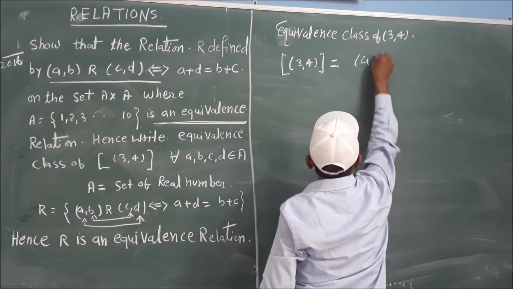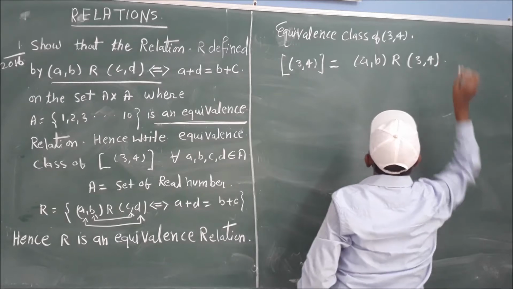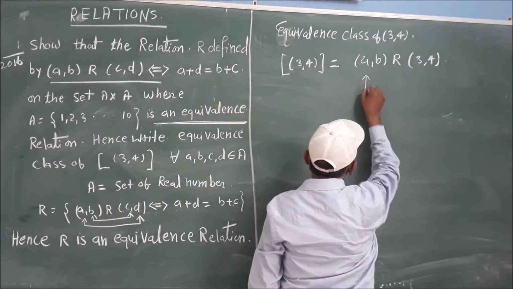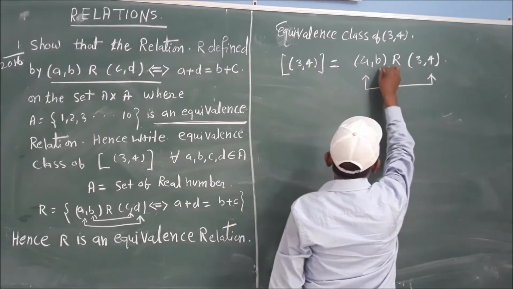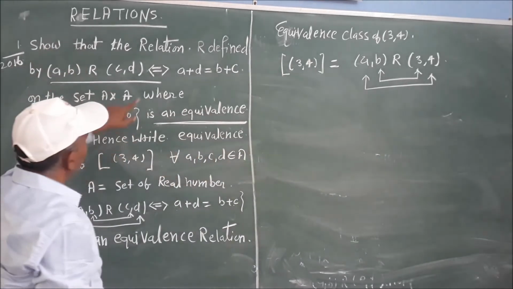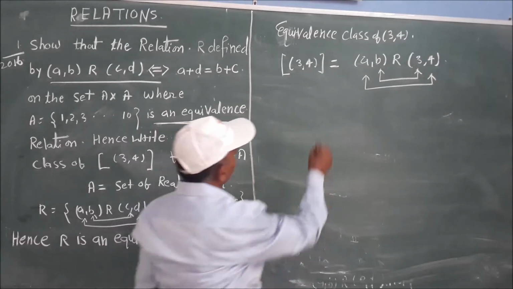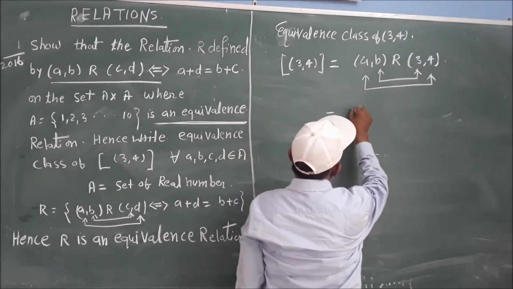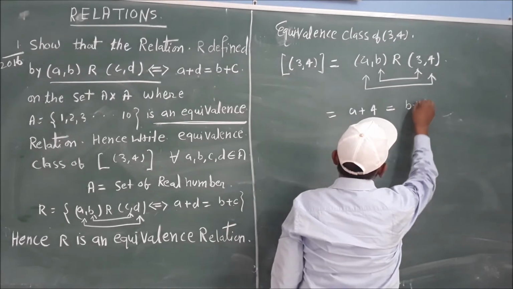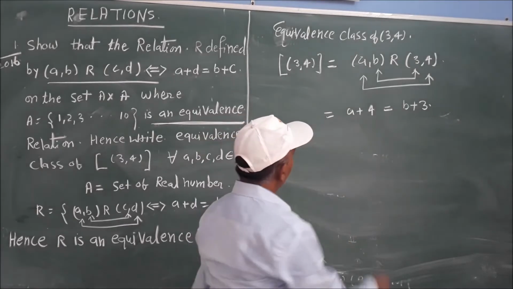Let AB be related to 3, 4. Then what is its meaning? Its meaning is that first element plus fourth element is equal to second element plus third element. Check here. So this can be written as A plus 4 must be equal to B plus 3.